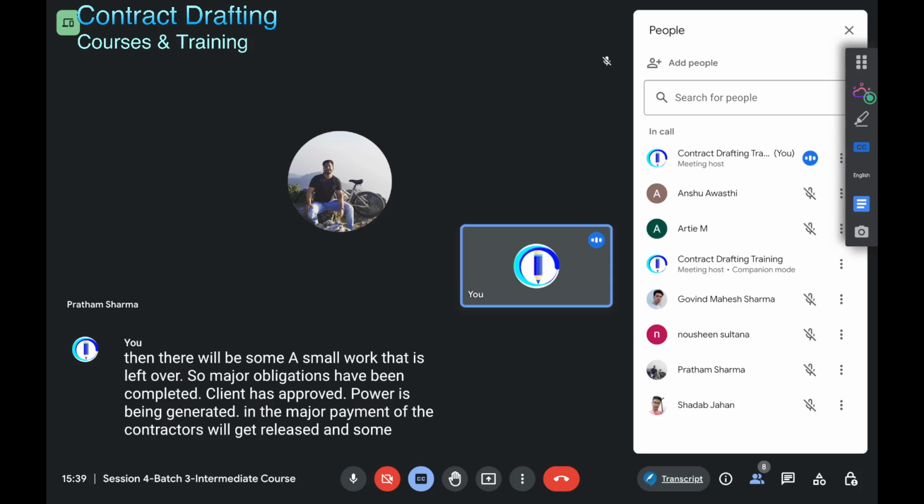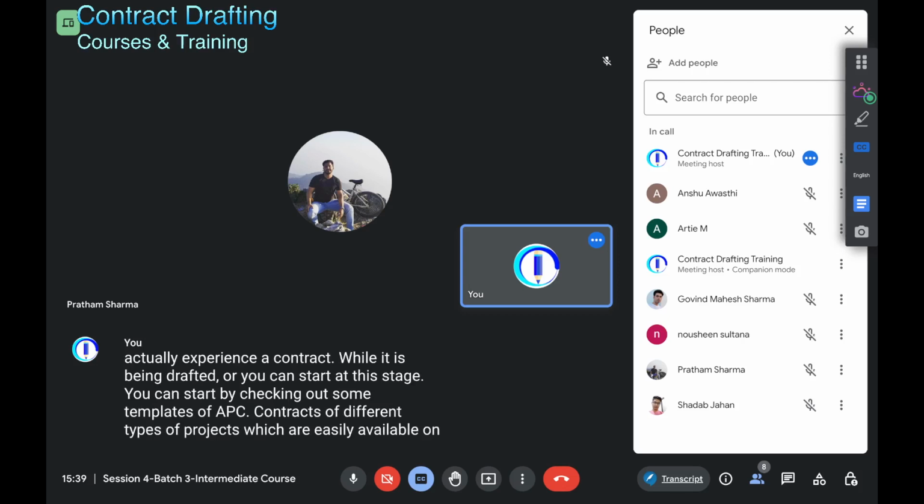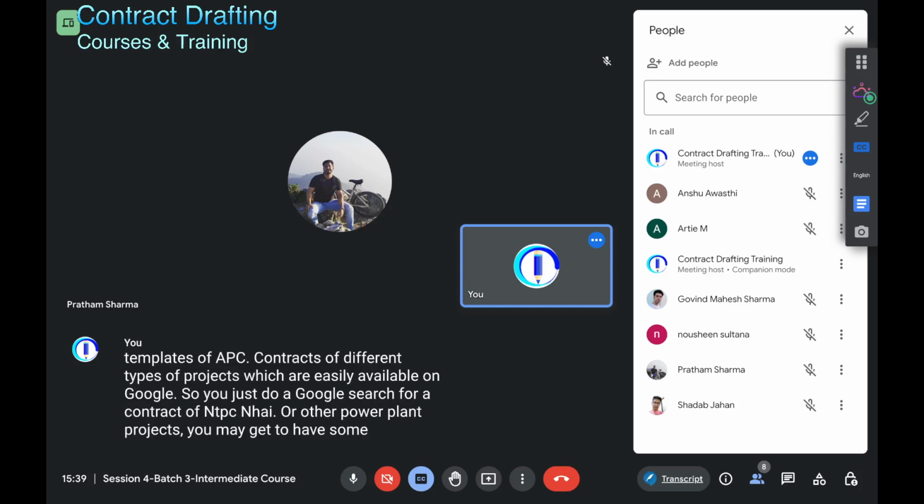Or you can start at this stage by checking out some templates of EPC contracts of different types of projects which are easily available on Google. So you just do a Google search for a contract of NTPC, NHAI, or other power plant projects. So you may get some publicly available contracts. They may not contain the technical side of the discussions, but they may have the contract clauses.